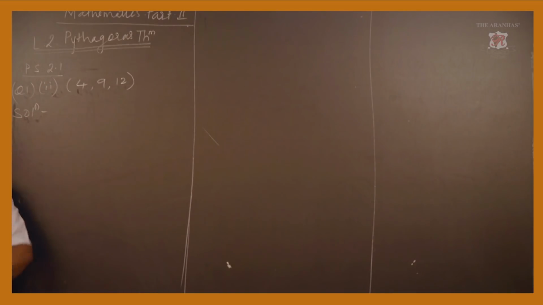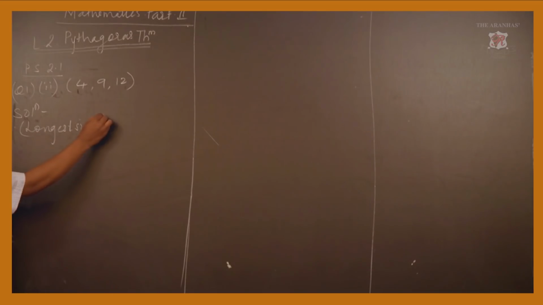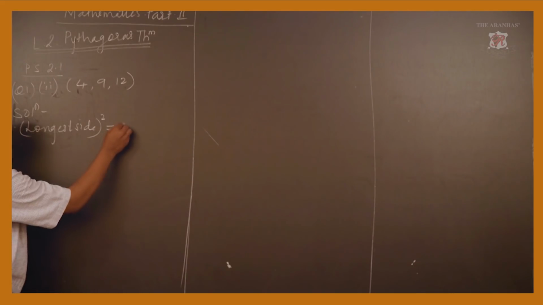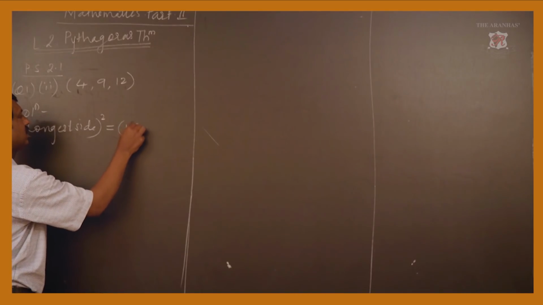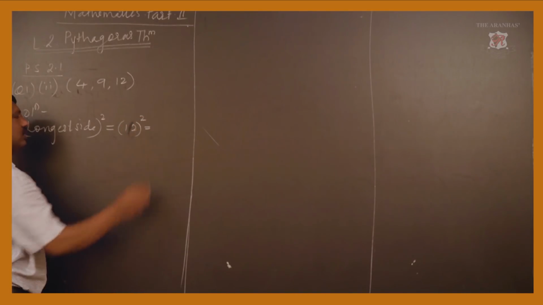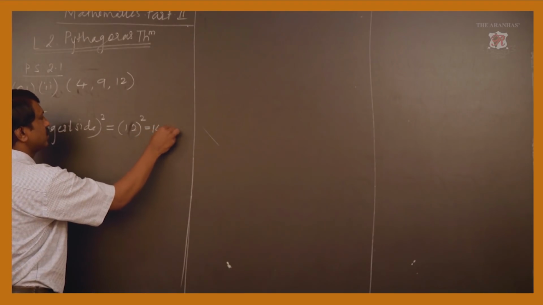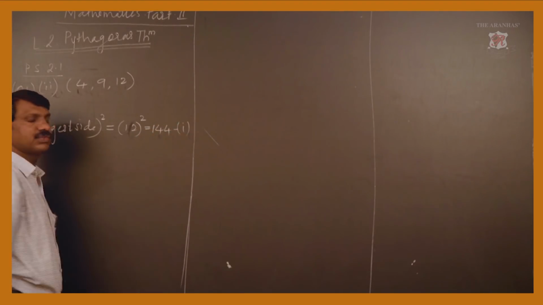Here we will first find the longest side, otherwise the largest side. So we will write here: longest side, and we will square it. If you observe, 4, 9, 12, 12 is the longest. So this is 12 square, and as we know 12 12s are 144. So here we get the first value, that is 144.